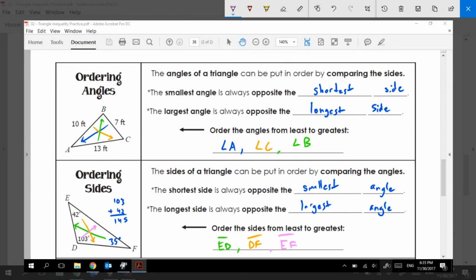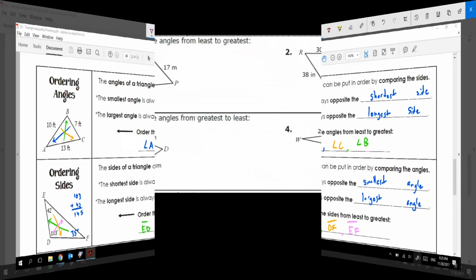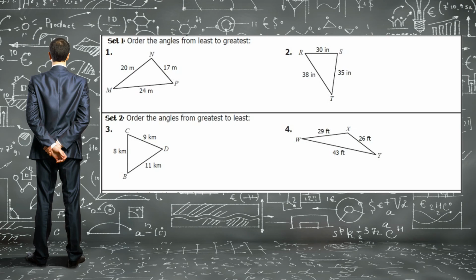And now to finish off the final few examples with Blackboard Guy. All right, last few examples with me, Blackboard Guy. All right, so we're gonna order the angles from least to greatest in number 1 and 2 right here. So let's take a look at the sides.